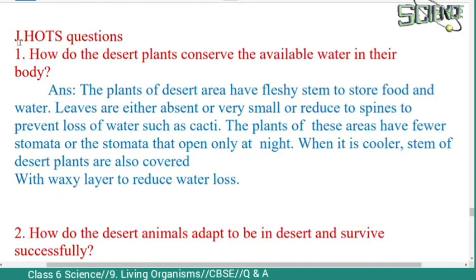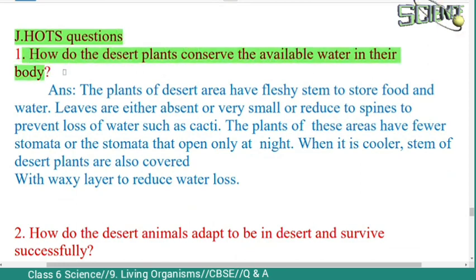Next, main J, HOTS questions. First question is, how do the desert plants conserve the available water in their body?